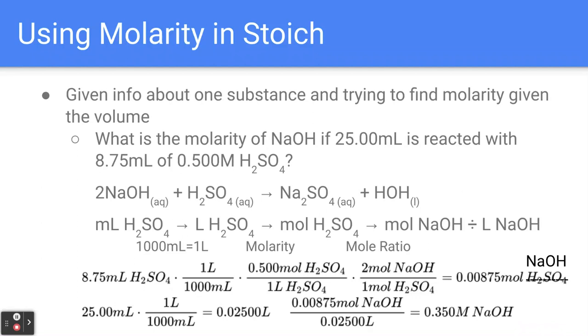And then the last type, let's say we're given info about one substance and we're trying to find the molarity of that other substance, and we need to know the volume of that substance. So what is the molarity of sodium hydroxide if 25 milliliters is reacted with 8.75 milliliters of 0.5 molar sulfuric acid? So here we're going to start with milliliters of our sulfuric acid because we know the volume and we know the molarity of that. You need to know both of those in order to get started with that. So we're going to start with milliliters of sulfuric acid using the molarity. We're going to get into moles. Then we can use the mole-to-mole ratio.